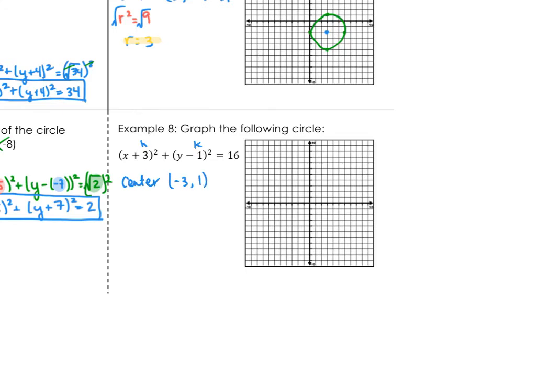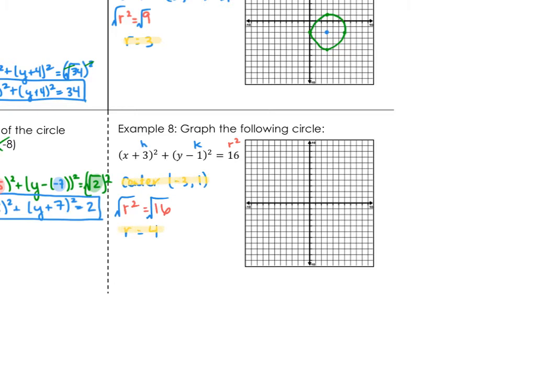And then my radius, we know that this last number here represents r squared, so r squared is 16. To get my radius, we're just going to take the square root of both sides. So my radius is 4. So now I have my two pieces of information.